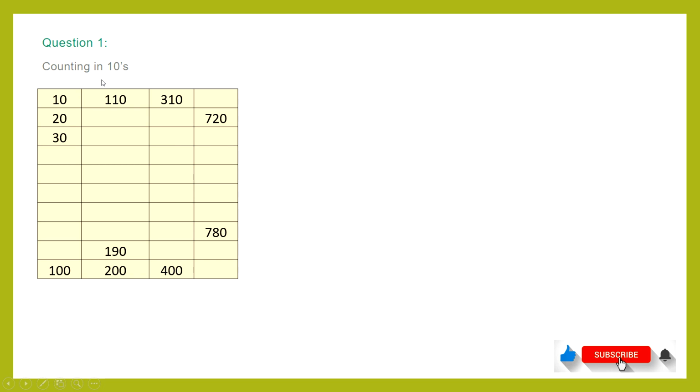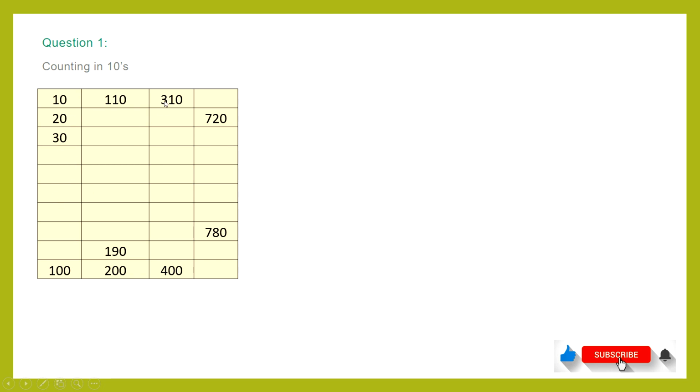Now we'll see counting in tens. If you look at this first column, we need to fill the entire table, but we'll start from the first column and see what numbers are missing. So it is 10, then 20, then 30. If you observe, there is a gap of 10. So it is kind of a 10 table. 10 ones are 10, 10 twos are 20, 10 threes are 30, 10 fours are 40. That way you need to fill the entire table.